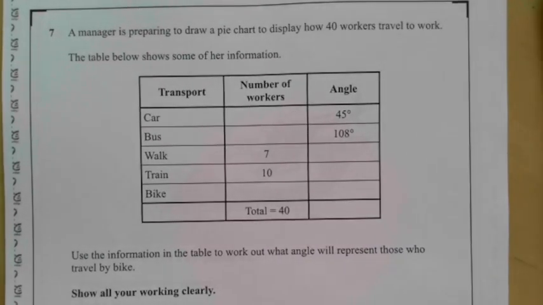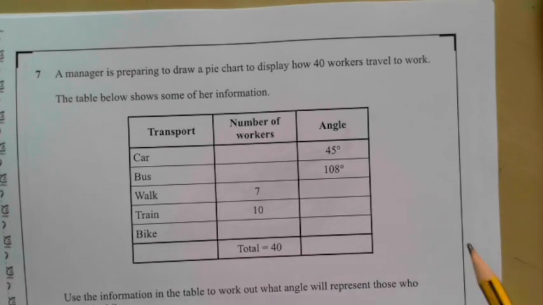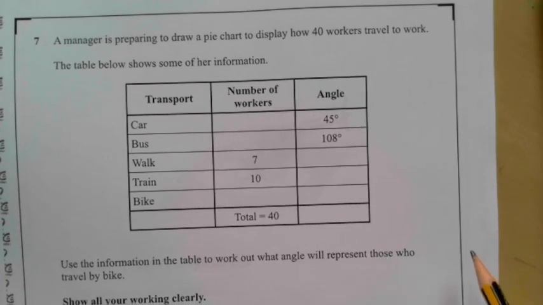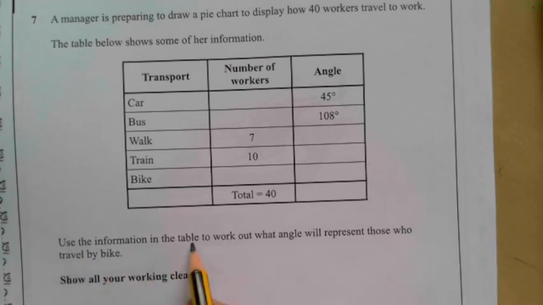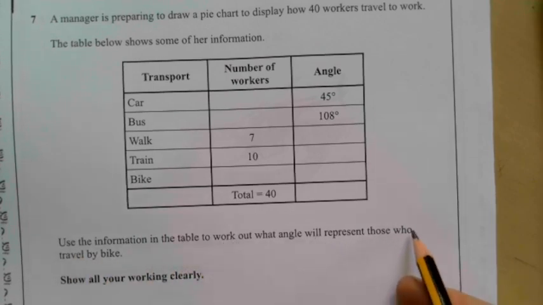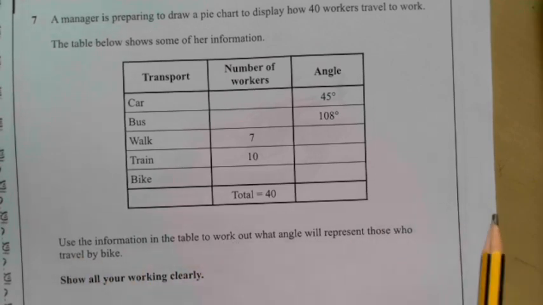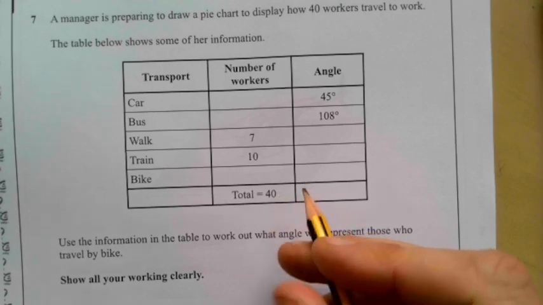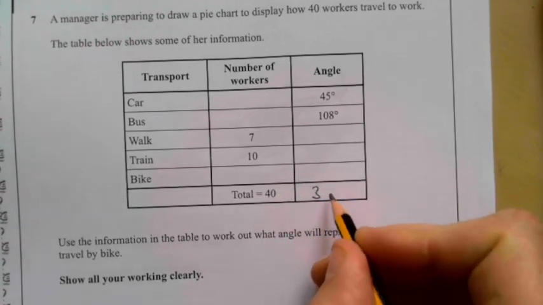A manager is preparing to draw a pie chart to display how 40 workers travel to work. The information is below here. Use the information in the table to work out what angle will represent those who travel by bike. So there's going to be a total of 40 people, and so the angle would go into 360.